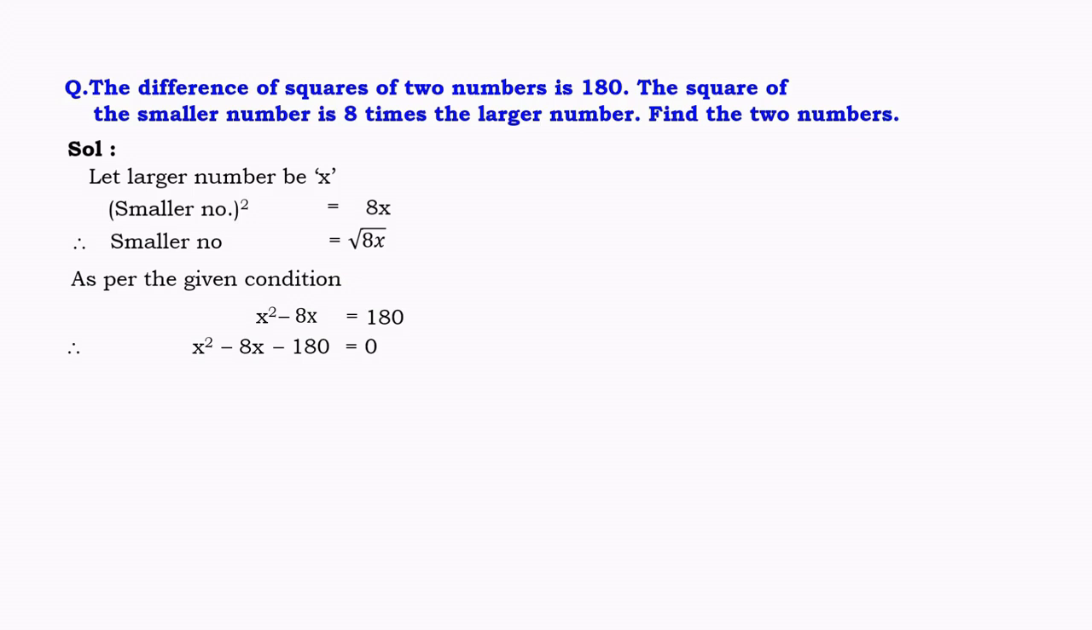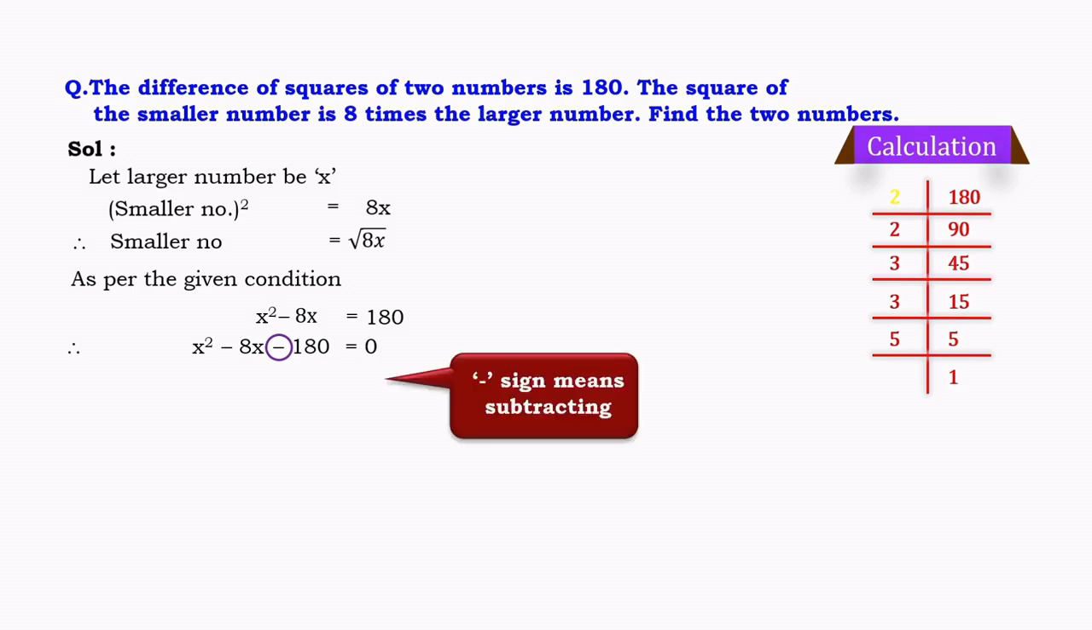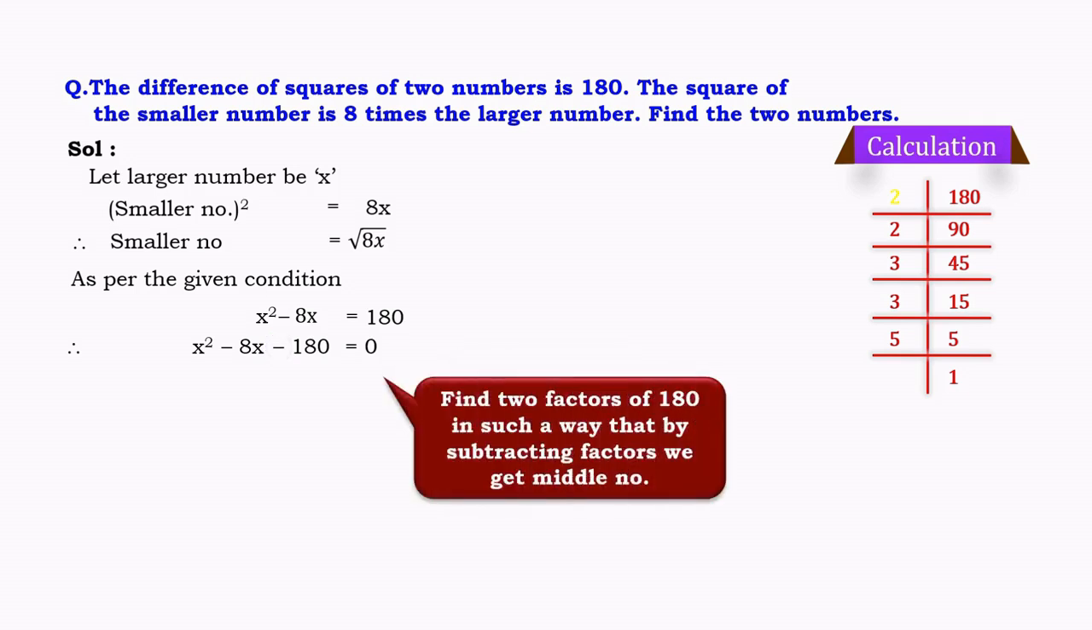Now let us solve this quadratic equation by factorization. First, let us find the prime factors of 180. The prime factorization of 180 is 2 multiplied by 2 multiplied by 3 multiplied by 3 multiplied by 5. Since the last sign is negative, we need two factors whose product is 180 and whose difference is 8.